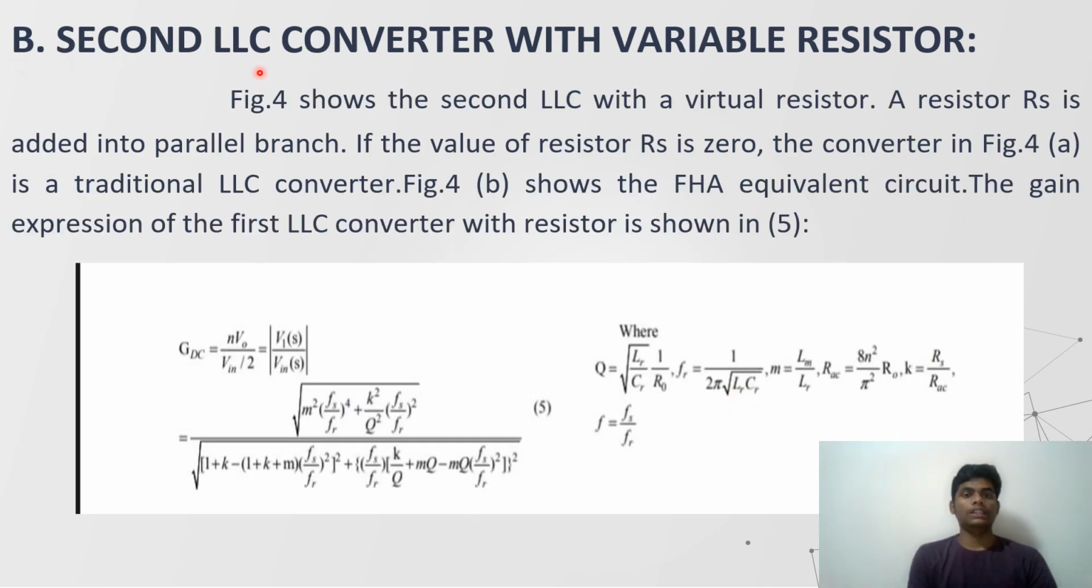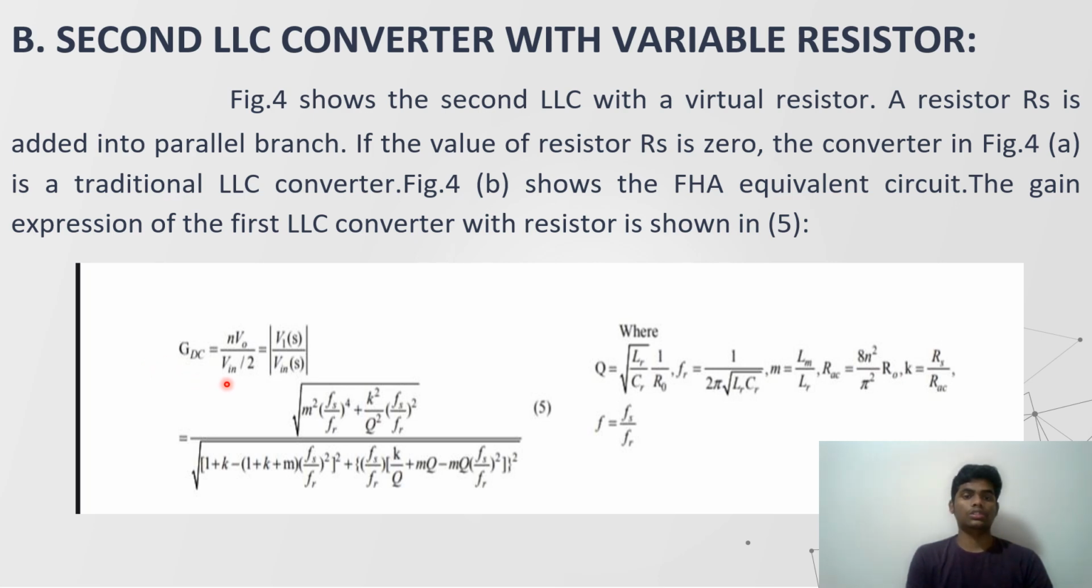B. Second LLC converter with variable resistor. Figure 4 shows the second LLC with a virtual resistor. A resistor Rs is added into the parallel branch. If the value of resistor Rs is 0, the converter in figure 4a is a traditional LLC converter. Figure 4b shows the FHA equivalent circuit. The gain expression of the second LLC converter with a resistor is shown in equation 5.